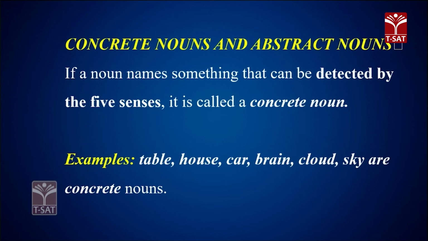First we see the concrete noun. If a noun is something that can be detected by the five senses, it is called a concrete noun. We have five senses, right? So if you come across any word which can be detected by these five senses, it is called a concrete noun. Examples you can see: table, house, car, brain, cloud, sky. So these are some instances of concrete nouns, right? We can see the table, we can see the house, we can feel it.